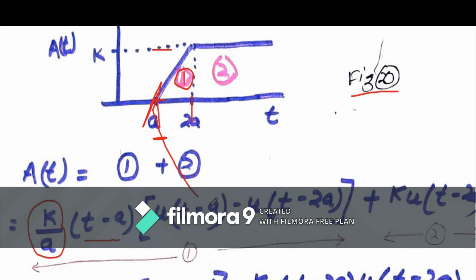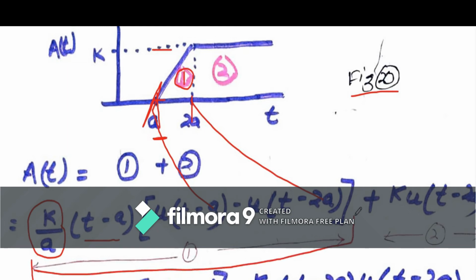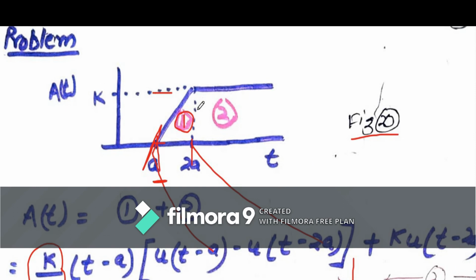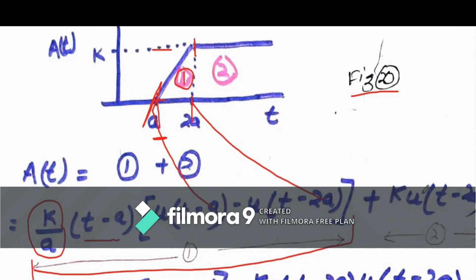Then next is the second part, which is a shifted step function shifting from 2A. So I'll write k u of t minus 2A. This is for the second part. If I simplify it, it will come simply k upon A (t minus A) u of t minus A minus k upon A (t minus 2A) u of t minus 2A. This is the synthesis of figure number 20.